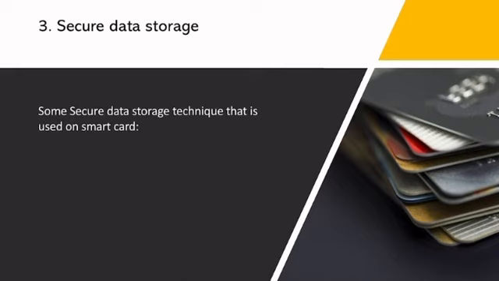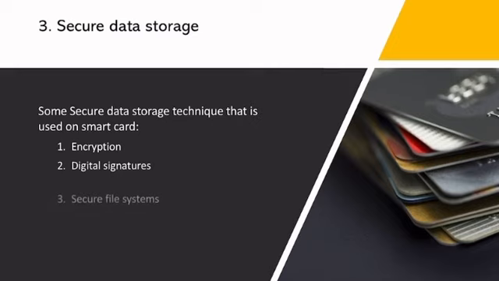Now we have some examples of data storage techniques that are used in a smart card. First, encryption, which we talked about a little while ago. Second, digital signature. Digital signatures are techniques that involve the use of cryptographic keys to create a unique signature that can be used to verify the authenticity and integrity of the message or document. Digital signatures can be used to protect the data stored on a smart card from unauthorized modification or tampering.